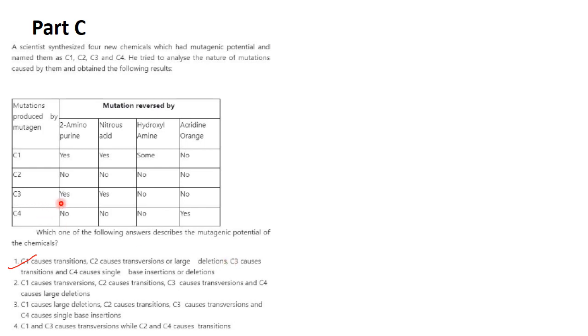Now C3, it is reversed by aminopurine and nitrous acid, so it causes transitions. Then C4 is reversed only by acridine orange. So C4 causes single base insertion or deletions because acridine orange causes single base insertion or deletion. So it is reversed by acridine orange. So C4 causes single base insertion or deletion. So the answer here is option 1.